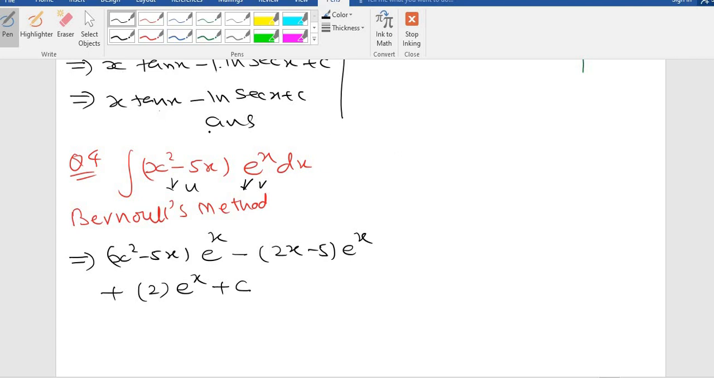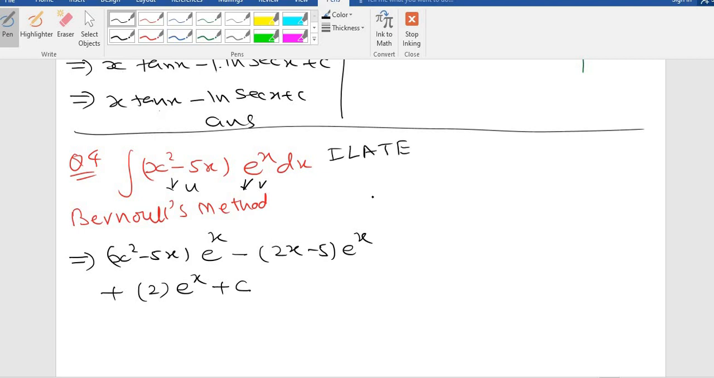Now I am going to show you if you are using the tabular method, I mean the ILATE form, then what happens. ILATE means you have to decide what is given first. So make a table. ILATE: algebra, inverse not given, logarithmic not given, A means algebra, this is given here, and exponential, that means this one, e, is given. Because A comes first, you have to write x square minus 5x as the first term, e power x.